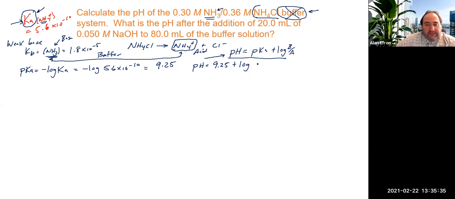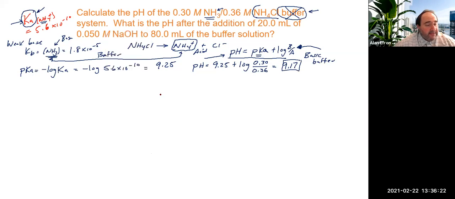We're going to take our base, which is NH3, so that's 0.3 divided by 0.36 in this particular case. And we end up with an opening pH for this buffer of 9.17, which is definitely a basic buffer. Even though it's a basic buffer, the Henderson-Hasselbalch equation worked just fine. We just want to make sure we used the pKa value and did the base over the acid. Any questions on that?